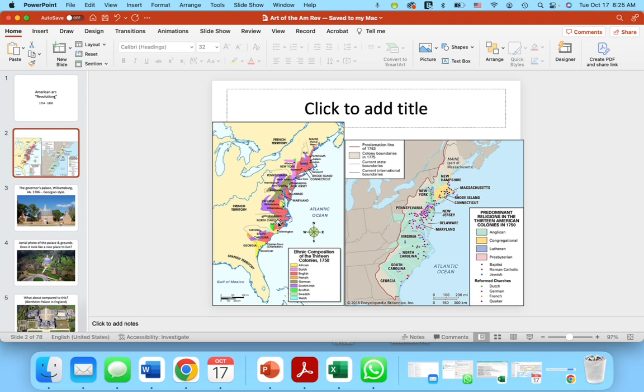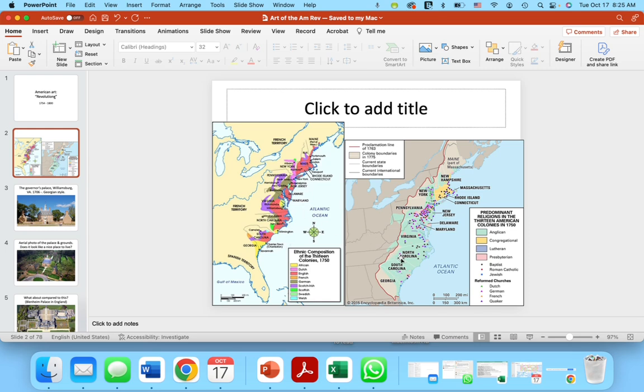So you see them on the coast, and you see them clinging to the rivers, and you see the ethnic composition. They were mostly British, that is English and Scottish, but there were some Irish, some Dutch, some Swedes, some Germans. They were more diverse than the people back in England, and it's going to lead to a sense of separate identity, and it's one of the factors that's going to cause the American Revolution. That is, they were more diverse than England.